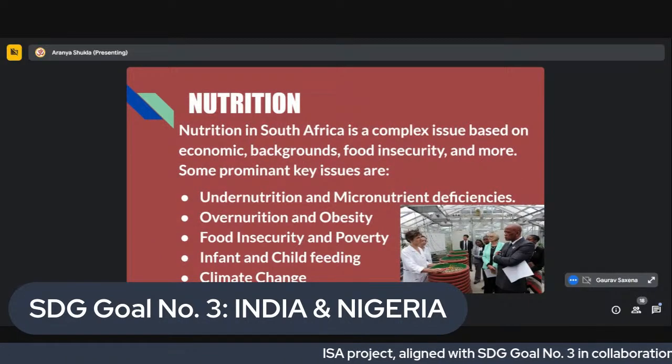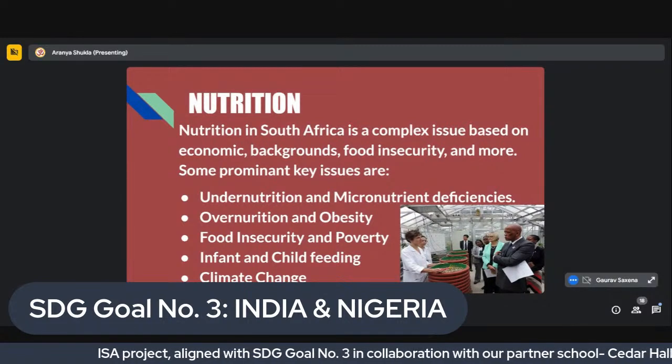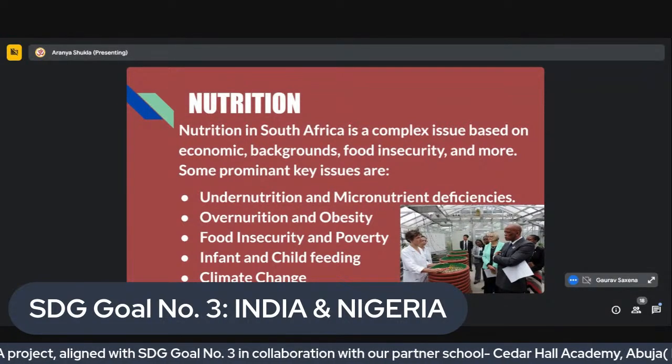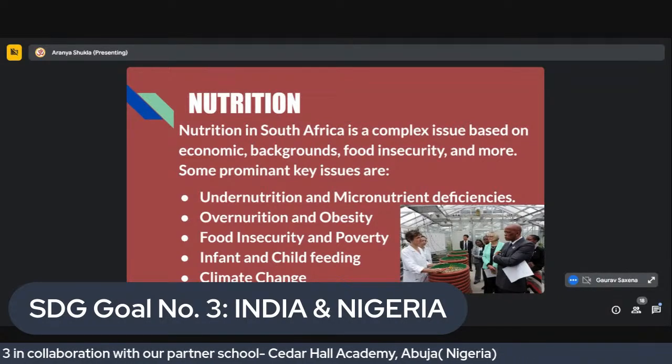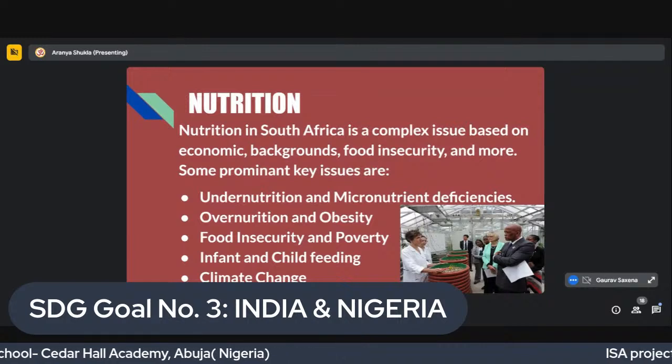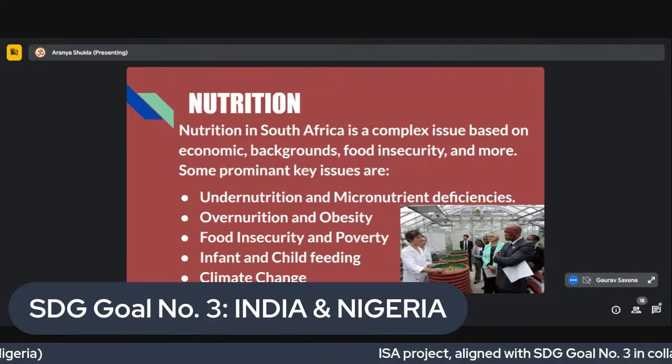Nutrition in South Africa is a complex issue based on economic backgrounds, food insecurity, and more. Some prominent key issues are undernutrition and micronutrient deficiencies, overnutrition and obesity, food insecurity and poverty, infant and child feeding, and climate change.